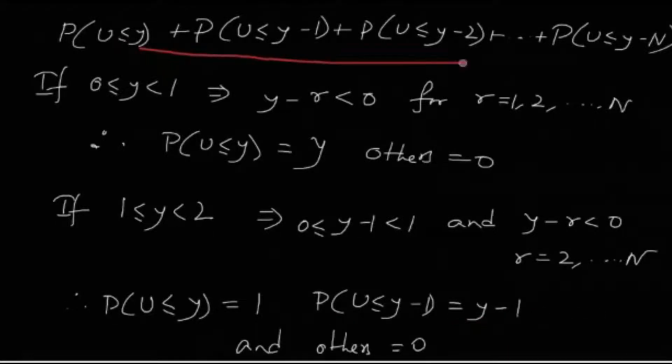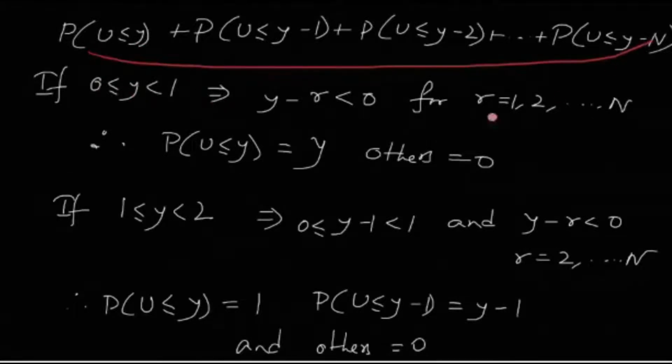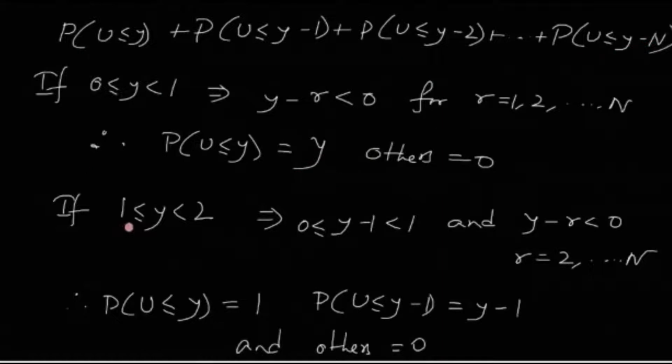The entire sum, if y lies between 0 and 1, is just y. Again, if y lies between 1 and 2, the sum is y. So we have just noticed a pattern. I have written this just to make you notice the pattern of this sum.